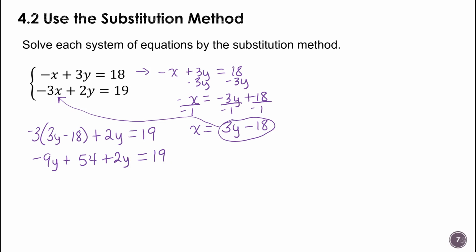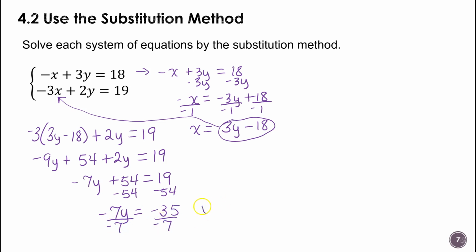And then I'm going to combine my y's and subtract 54. So I'm going to have negative 7y plus 54 equals 19. I'll just go ahead and subtract it on this step. So negative 7y is going to be equal to negative 35 when you subtract those. Divide by negative 7, and we find that y equals 5.